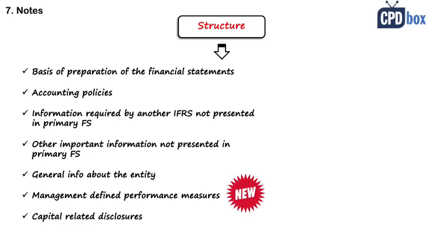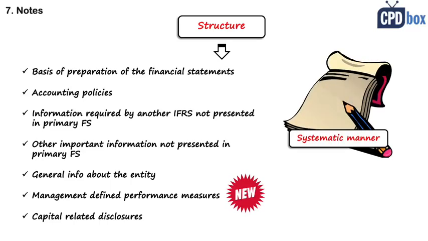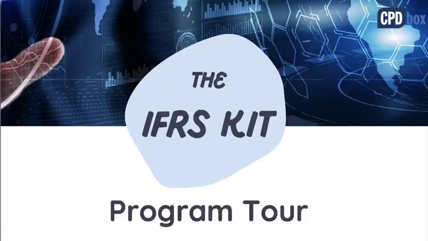Then capital-related disclosures as carried from IAS 1. Sure, you need to present notes in some systematic manner and do not forget to cross-reference them to the financial statements. So that's about it for this relatively short summary.